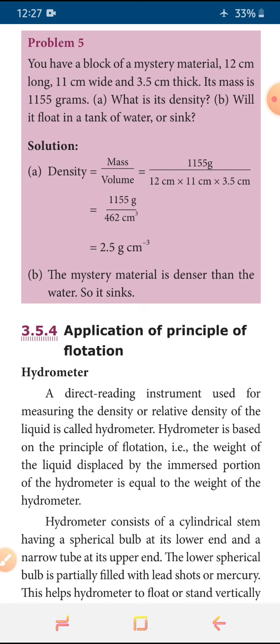Density we can find with the formula mass per volume. We are substituting volume. We are finding length, breadth and thickness. We are multiplying and dividing. The mystery material is denser than water, so it sinks. So what is the density of water? 1 gram per centimeter cube, but we got the answer as 2.5, so it will sink here.